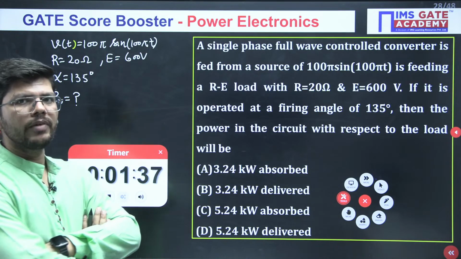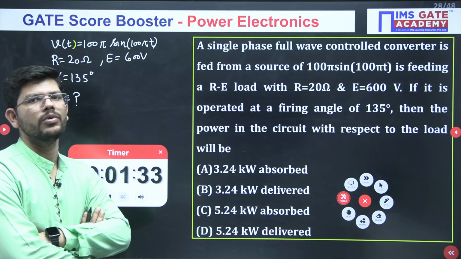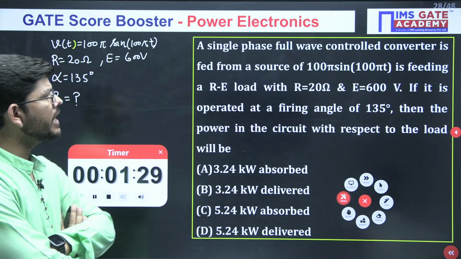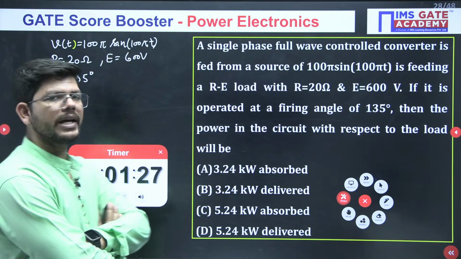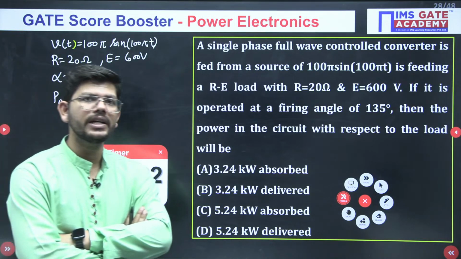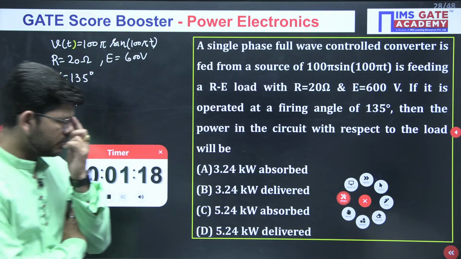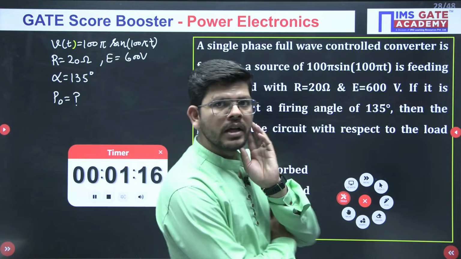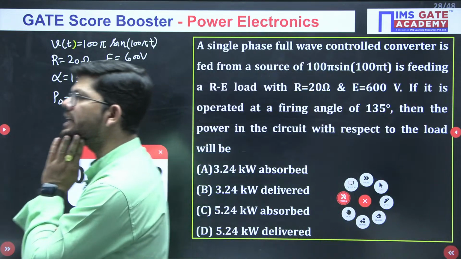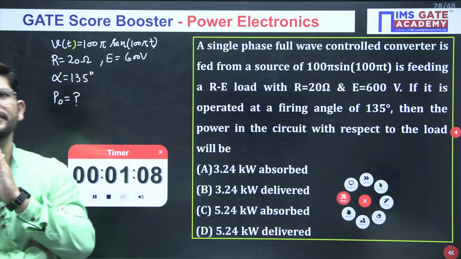This time a single phase full bridge controlled rectifier is feeding an RE load. Okay, resistance, and there is E as well. Battery EMF is there as well, and the firing angle is 135, which is greater than 90 degree. This is what you have to look for. Okay. And what will be the direction of power? Whether the load is absorbing the power or it is delivering the power. This is also something on which you have to comment.